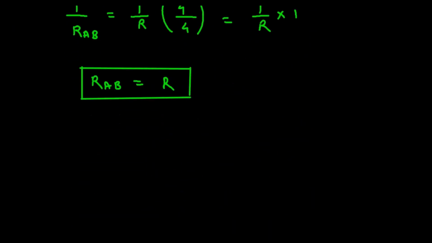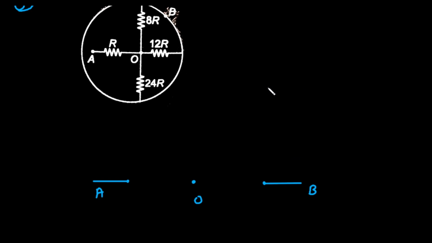So this is problem number 3. Now here we have to take terminal A and O and B. So let's draw terminal A. This is terminal A, this is node O, and this is terminal B. Now what we have to do is add resistance between terminal A and O. It is R. So between A and O, it will be simply this R.